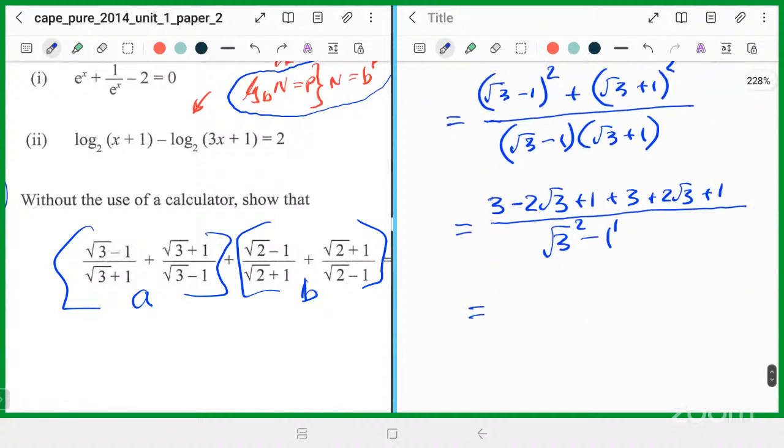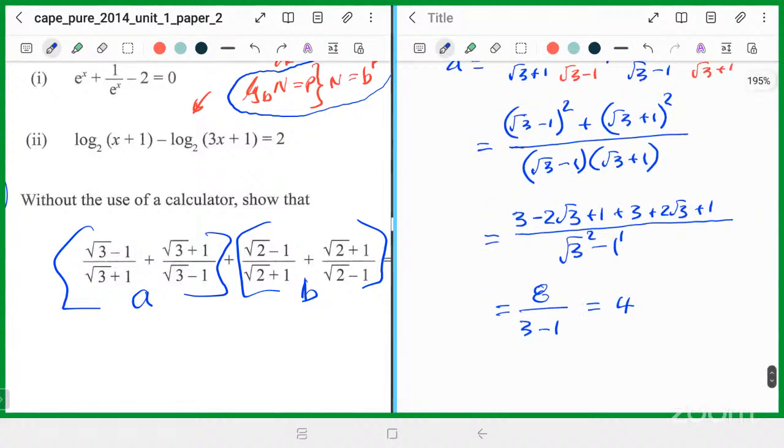Let's consolidate now. All right, so this is 3 and 3 makes 6, 7 and 8. That is 8. And then this minus root 3 and this positive root 3 cancel each other. So let's have 8 over. This becomes 3 minus 1, which is 2. And 8 divided by 2 is 4. So this works out to be 4. All right? So we have the A part of it.